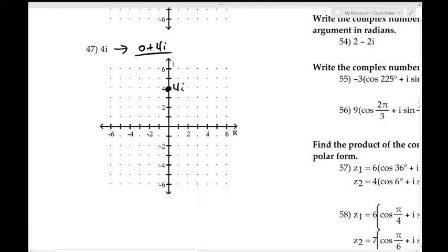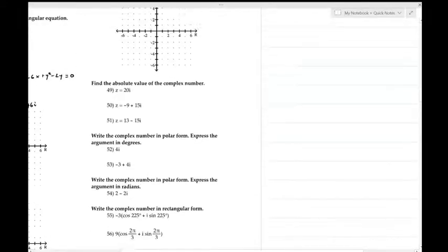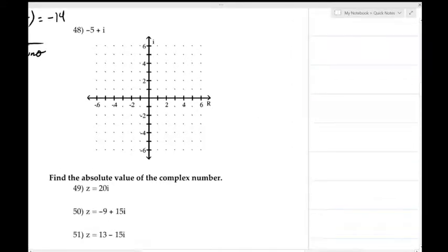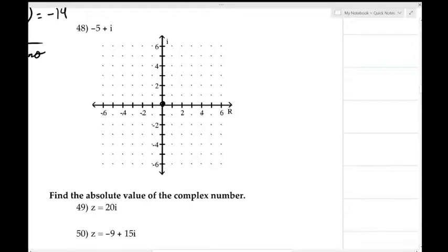Okay, number 48, we're still trying to plot the complex number. So we start at the origin, and we go left 5 units, because that's the real part, negative 5. And then the number that's in front of the i is 1, so the point will be right here. So this is the number negative 5 plus 1i. Okay?